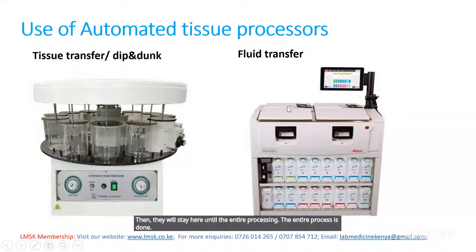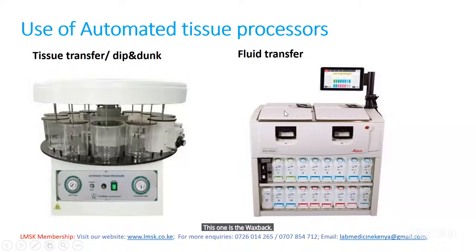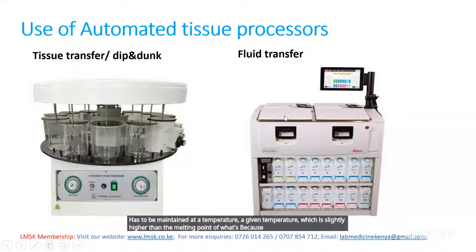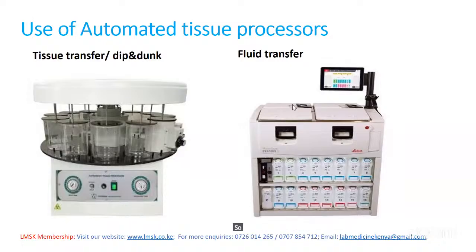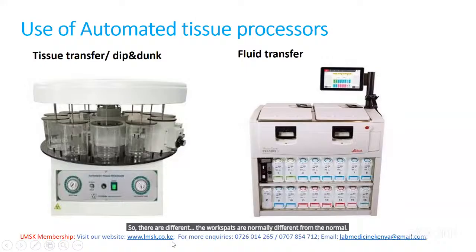This one is the wax bath. You'll realize that wax has to be maintained at a given temperature, which is slightly higher than the melting point of wax, because it has to be maintained in molten state throughout. So the wax baths are normally different from the normal jars. These are the wax jars, they are metallic.